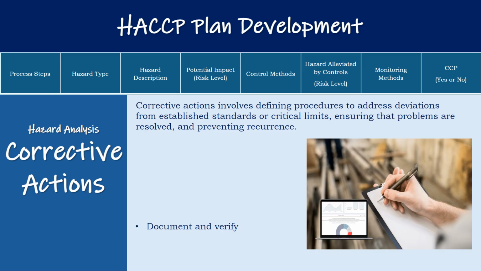And lastly, document and verify by recording all corrective actions taken, including the steps taken to correct the deviation, the root cause analysis, and the preventive measures implemented. Verify the effectiveness of the corrective actions to ensure they have addressed the issue and prevented recurrence.